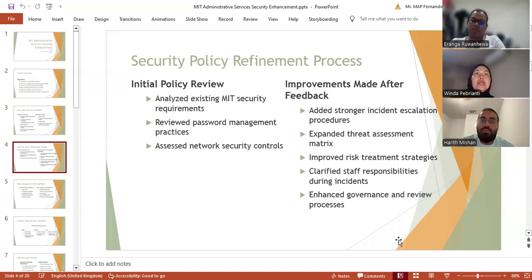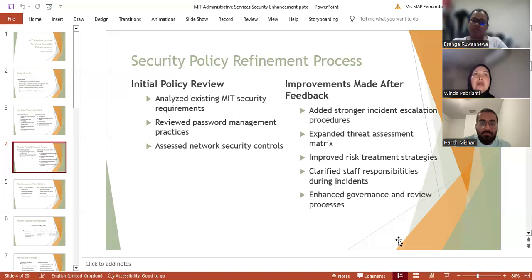The next slide is talking about the security policy review. First of all, we reviewed MIT's current security policies and procedures. We looked at password rules, user access controls, network security, and administrative processes. During this review, we found several areas that could be improved to make the organization more secure. We also compared the current policies with industry best practices, and this helped us identify security gaps and develop recommendations to improve the overall security framework.